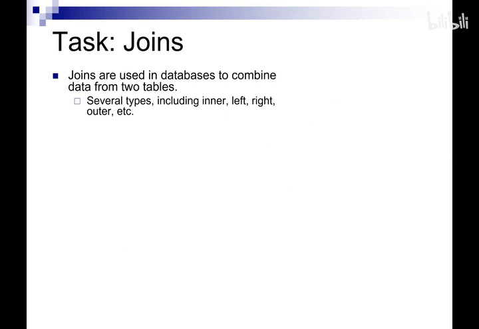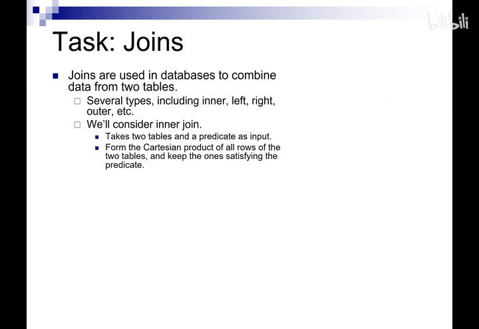Okay, so the next task is, let's say that we want to implement a join function. A join function is something which is used, for example, in databases, and it's used to combine data from two different tables. And there are multiple types of joins. So there's inner joins, and then left joins, right joins, and so on. And so today we're just going to consider inner joins.